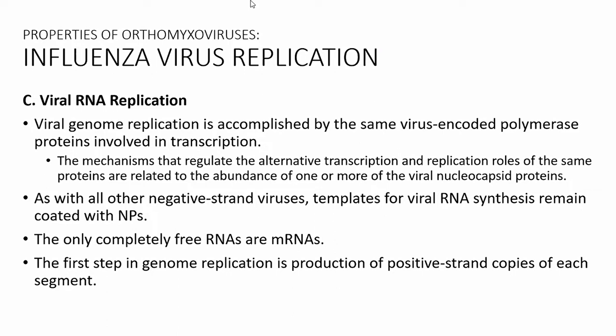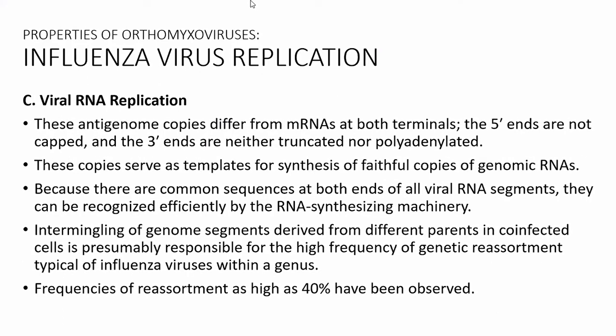As with other negative strand viruses, templates for viral RNA synthesis remain coated with the NP. The only completely free RNAs are those that are mRNA. The first step in genome replication is the production of the positive strand copies of each segment. These anti-genome copies differ from mRNA at both terminals. The 5' ends are not capped, and the 3' ends are neither truncated nor polyadenylated. These copies will serve as templates for the synthesis of full copies of genomic RNAs.